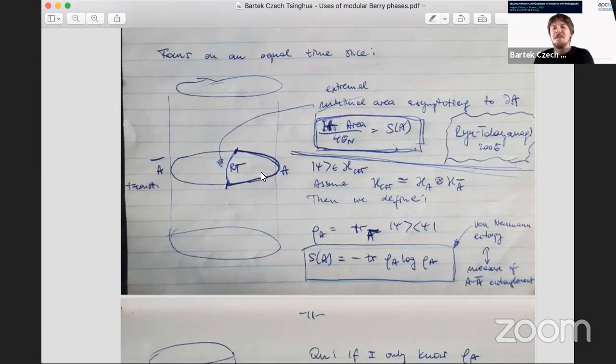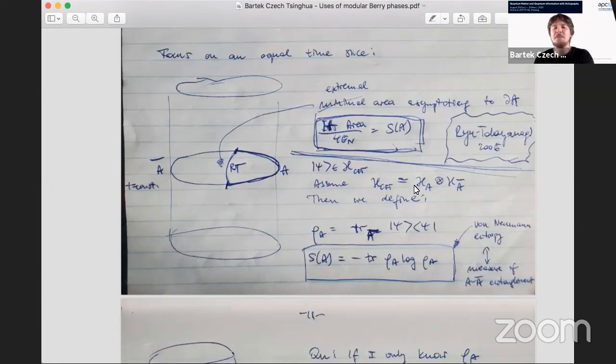And on that equal time slice lives some state of the CFT. When I take an equal time slice of the boundary of the hollow cylinder, this is where a state of a CFT lives. The state of a CFT lives on Cauchy slices of the hollow cylinder, and these are circles like this one. So that's where a state like psi lives in the CFT.